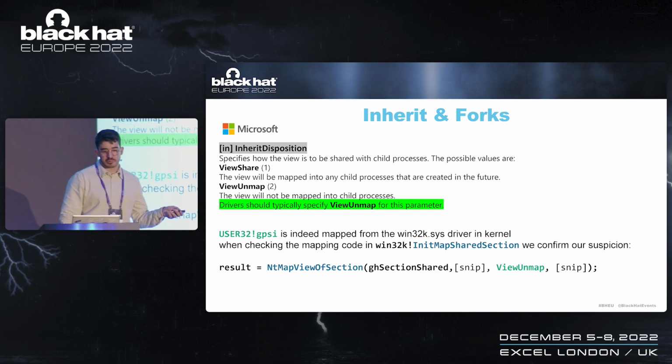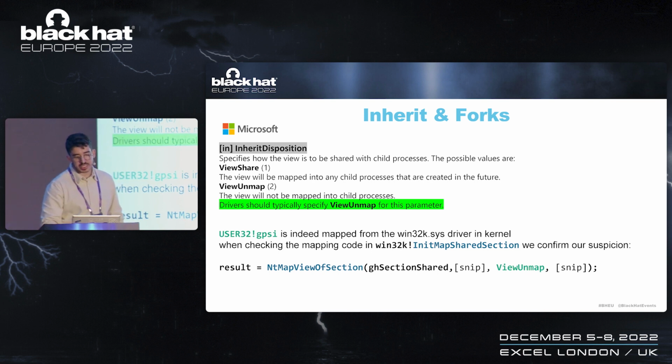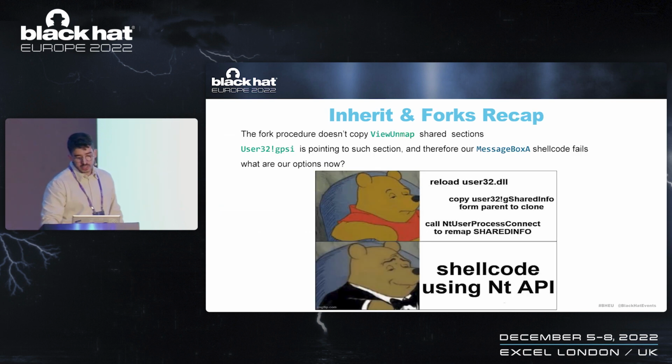GPSI is mapped from kernel space by the Win32K driver, and when I check the actual mapping code in Win32kInitMapSharedSection, I can see that the shared section is being mapped with a ViewUnmap value. So let's recap things, okay? I tried to fork a process, and I wanted to invoke a message box in it. But it used this value, and this value is mapped with ViewUnmap. ViewUnmap sections are not getting copied to the fork child. So this is why my shellcode crashed. GPSI is pointing to this section, and the MessageBox shellcode fails.